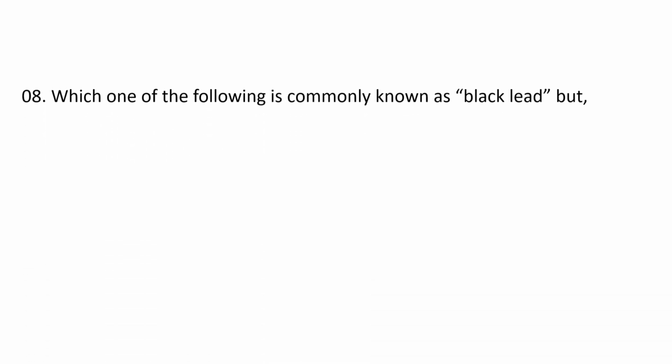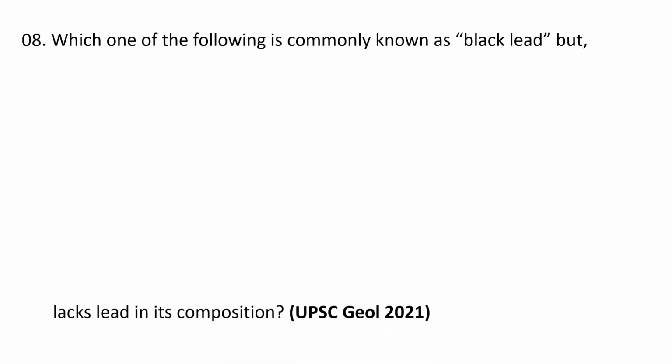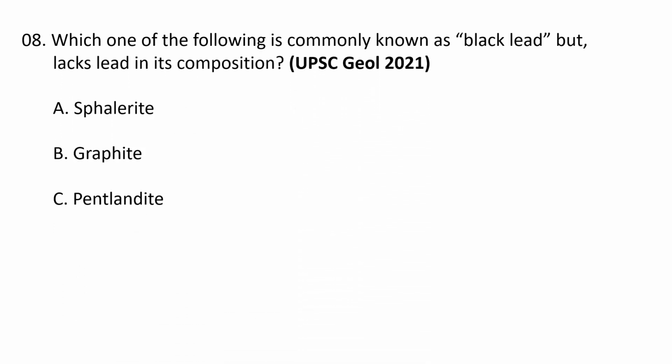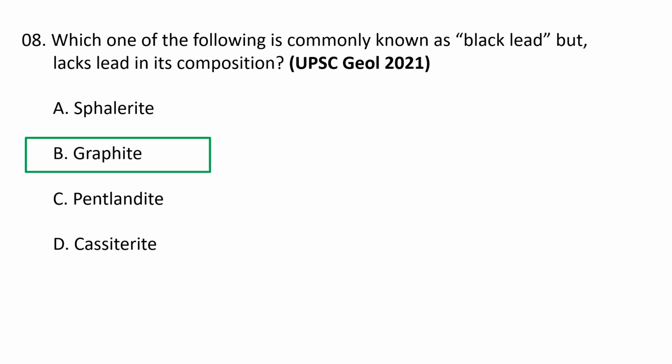Eighth question. Which of the following is commonly known as a black lead but lacks lead in its composition? A. Sphalerite, B. Graphite, C. Pentlandite, and D. Cassiterite. So correct answer is B. Graphite. It is known as plumbago. It's black lead, but it doesn't have any lead.